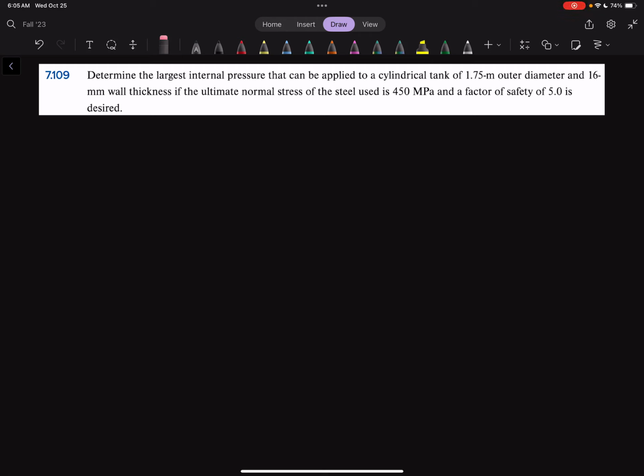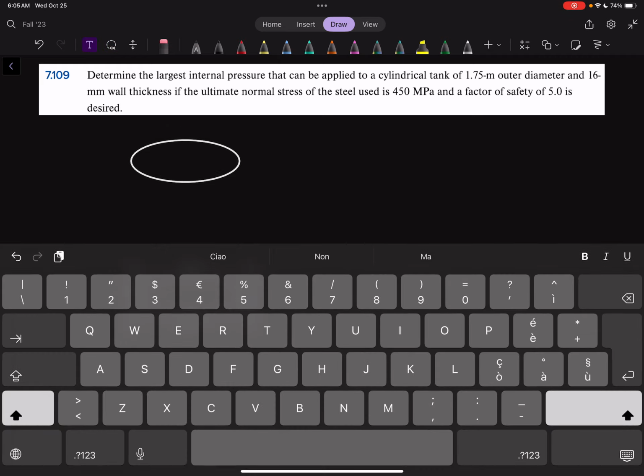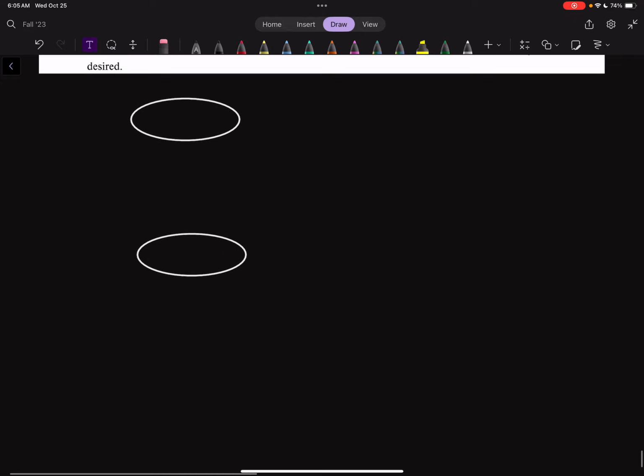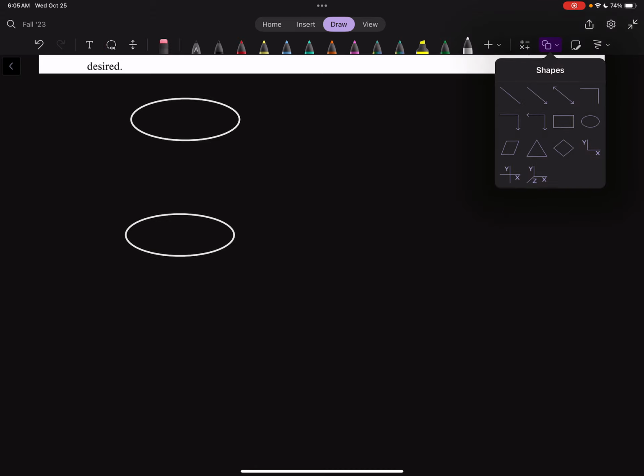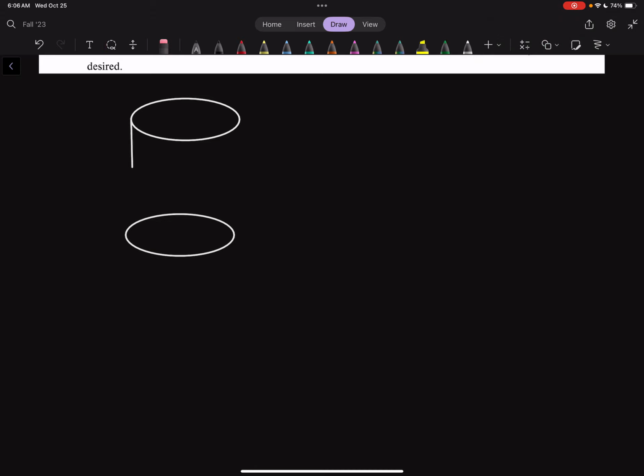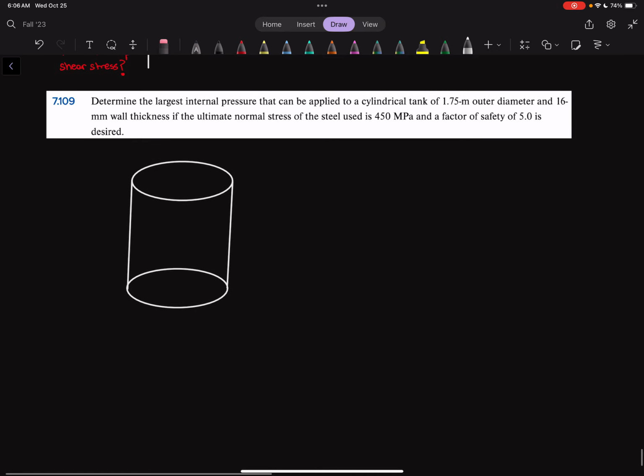Determine the largest internal pressure that can be applied to a cylindrical tank. Okay, so let's draw a cylindrical tank like this, and I'll duplicate this, and let me move it around right here, and then we've got our lines. So this is my cylindrical tank.